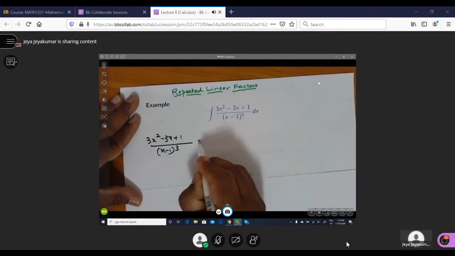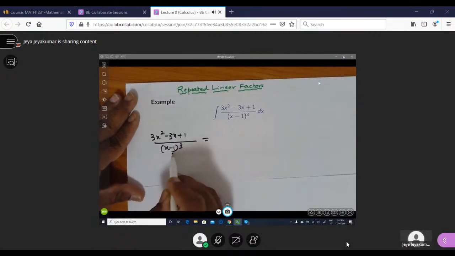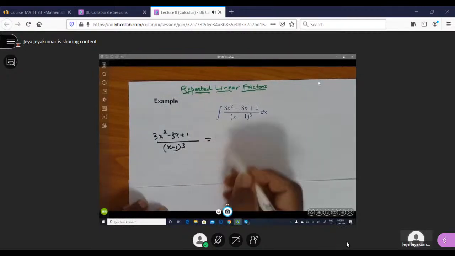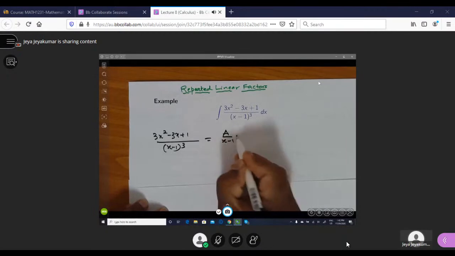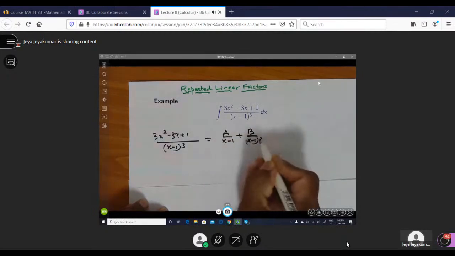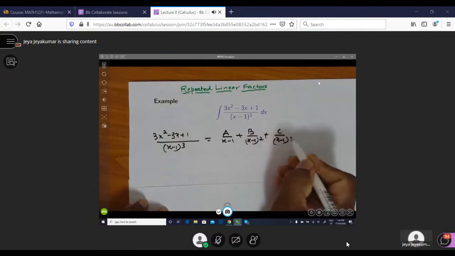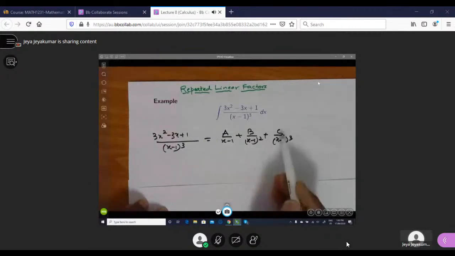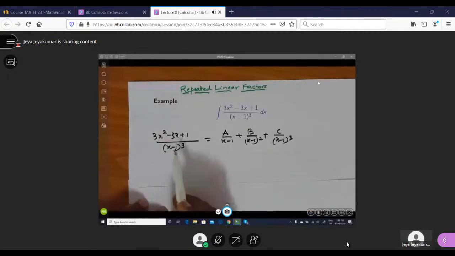Okay, so the denominator here is repeated 3 times. So you have x minus 1 is a factor, x minus 1 squared is a factor, x minus 1 cubed is a factor. Then the corresponding fraction is going to be a over x minus 1, b over x minus 1 squared, plus c over x minus 1 cubed. So that's the partial fraction decomposition when you have a repeated linear factor. It's repeated 3 times, so you're going to have 3 terms: a over x minus 1, b over x minus 1 squared, c over x minus 1 cubed.